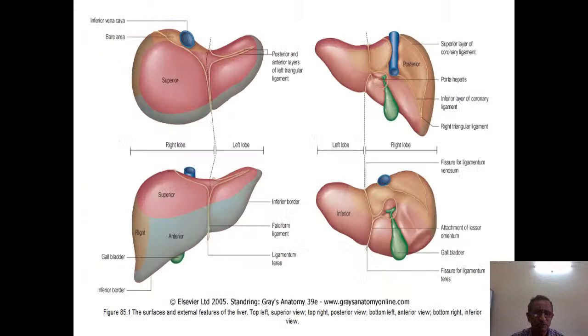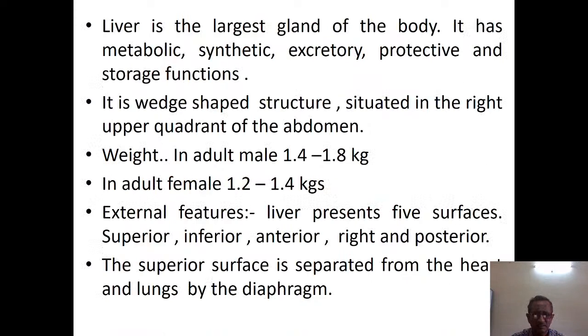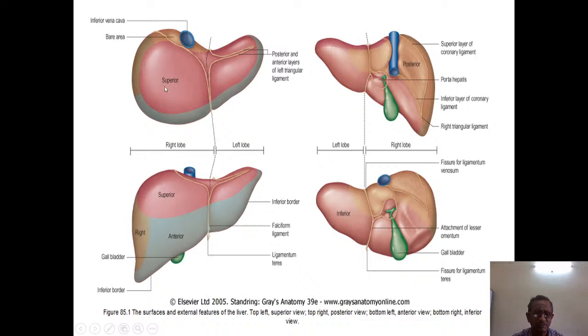Then it is wedge shaped. We are showing this is a wedge shaped one, which is thicker on the right side as well as on the superior aspect, and thinner on the left side as well as the inferior aspect. Then it has a superior surface, the anterior surface, the right surface, then the posterior surface and inferior surface.